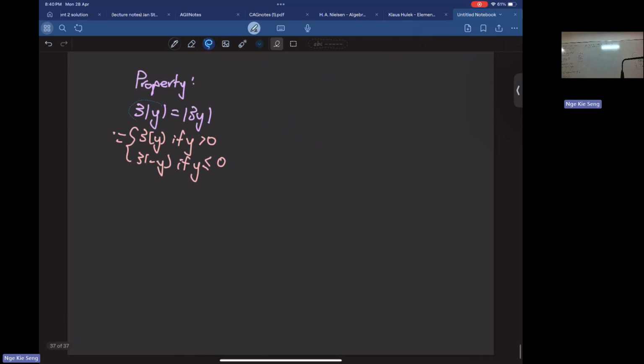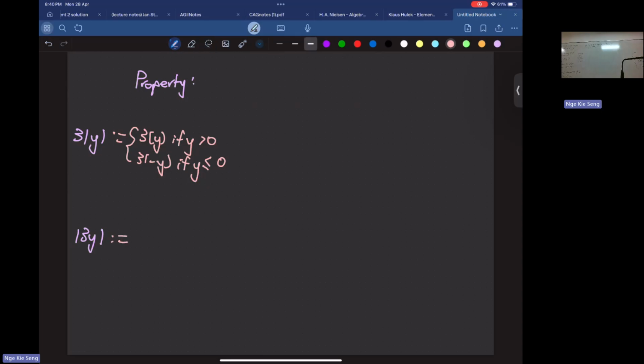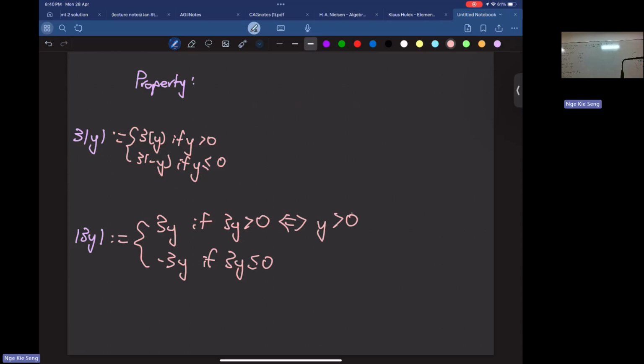So this is one side. The other side, what do you see? You get 3y if 3y is greater than 0, negative 3y if 3y is less than or equal to 0. But 3y greater than 0 is equivalent to y greater than 0, and 3y less than or equal to 0 is equivalent to y less than or equal to 0. So actually they are the same function.